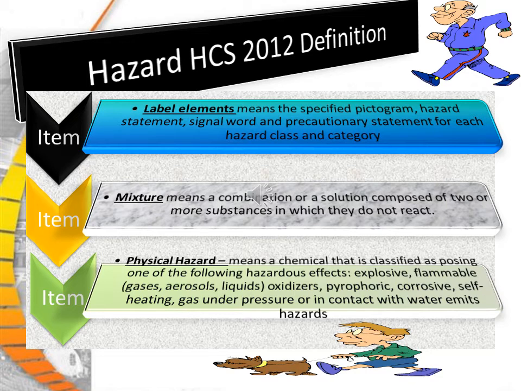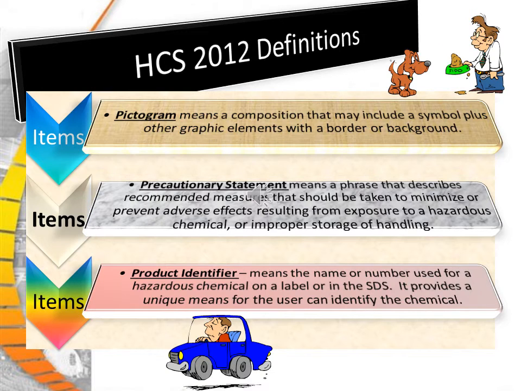Physical hazard means a chemical that is classified as posing one of the hazardous effects of explosive, flammable, oxidizer, pyrophoric, corrosive, self-heating, gas under pressure, or in contact with water emits hazards. Pictogram means a composition that may include a symbol plus other graphic elements with a border or a background. Precautionary statement means a phrase that describes the recommended measures that should be taken to minimize or prevent adverse effects resulting from exposure to a hazardous chemical or improper storage and handling.